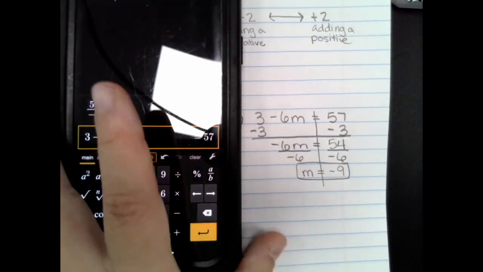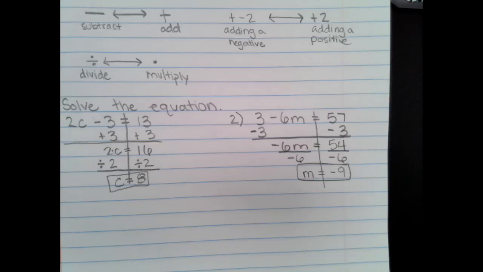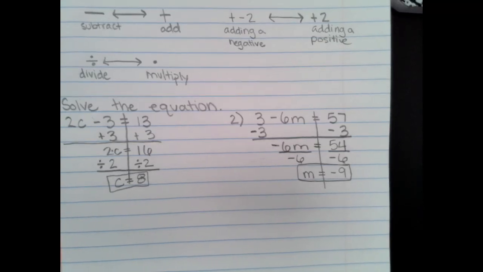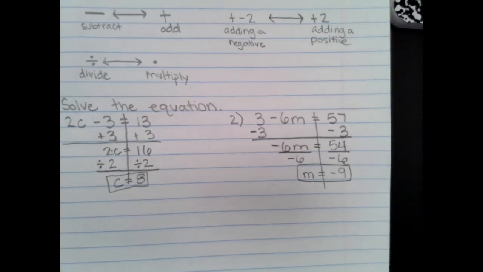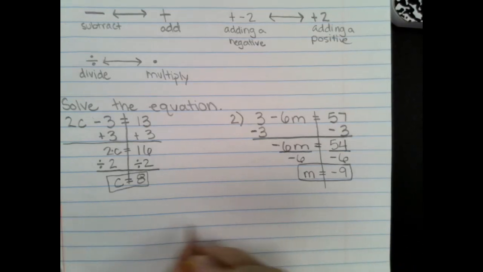How many problems are on the quick check? 2. No. One more. One more together, and then there's just 2 questions on the quick check. Very simple today. All right, number 3, last one.